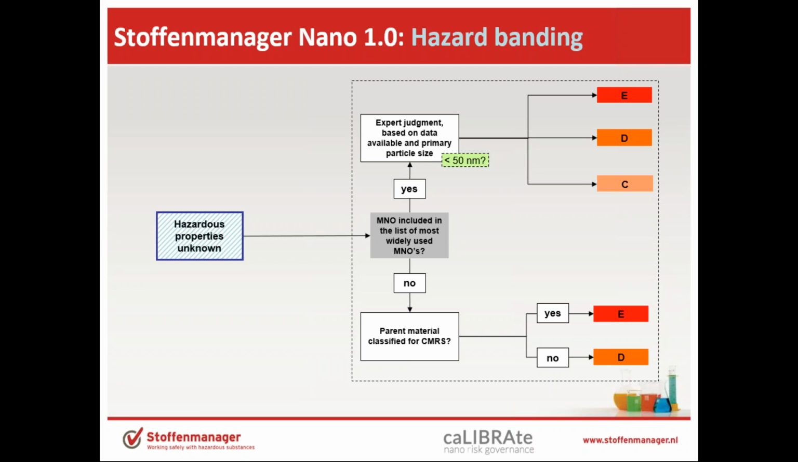And if the nanomaterial is included in the list of most widely used MNMs, then expert judgment on data will decide whether it's a C, D, or an E.